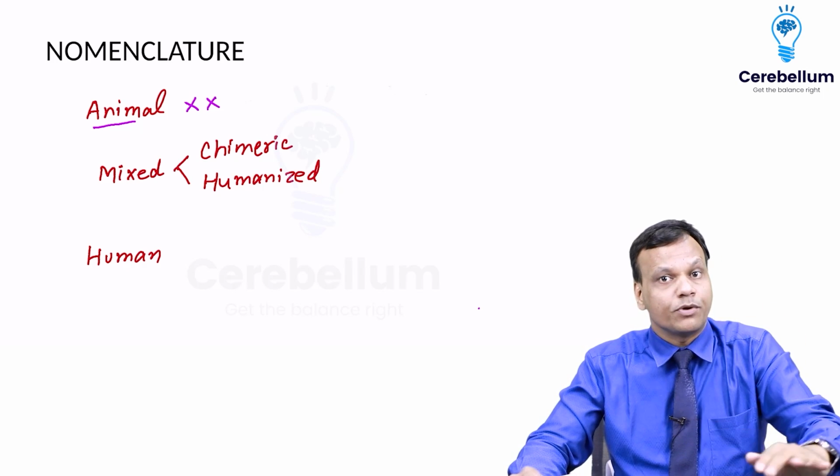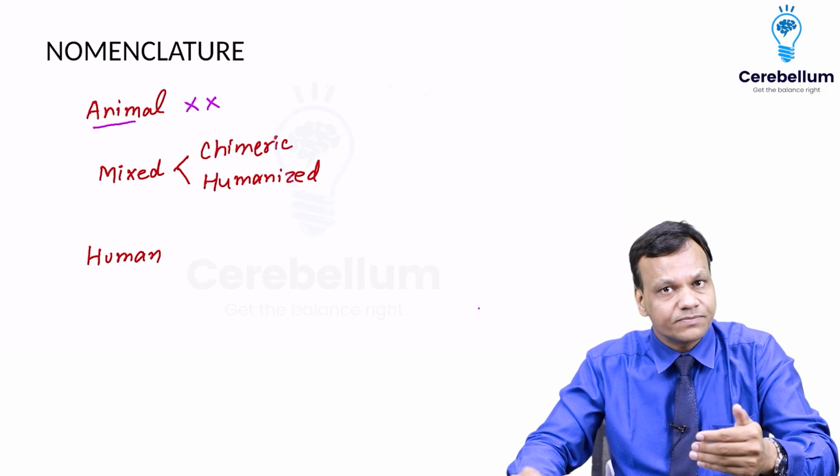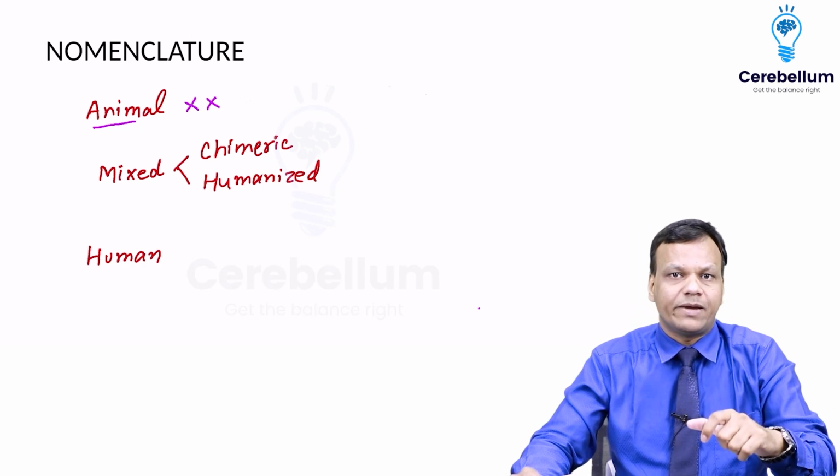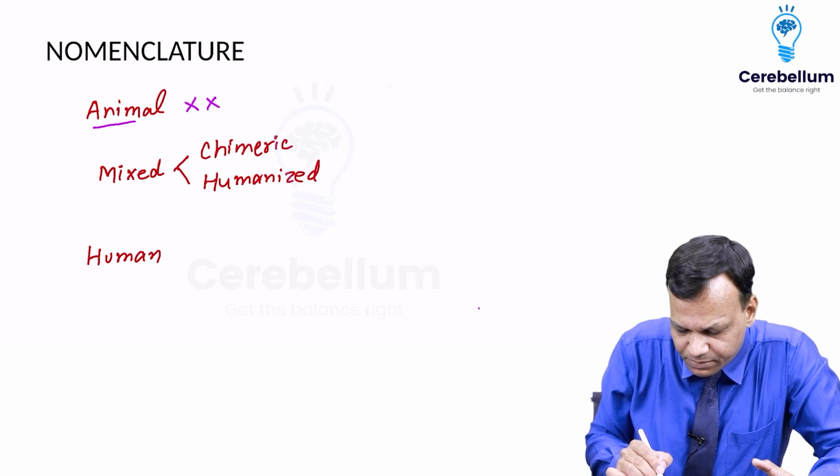So we do not use purely animal. We use either human or mixed. Now the mixture can be of two types, chimeric and humanized. Chimeric means 50-50 mixture.